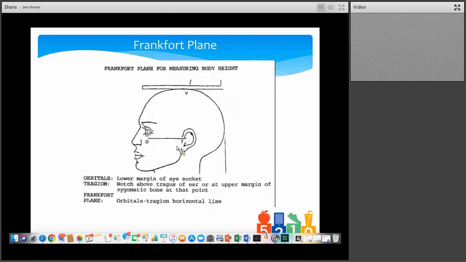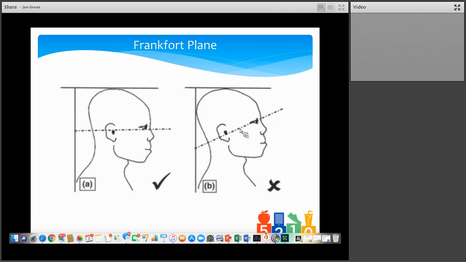So that needs to be a parallel line to the floor. And so once the child is lined up in that position, then you know that their head is at the appropriate angle to get an accurate height. And this is the difference between when a child is lined up and the Frankfurt plane is in the correct position on the left here with the check mark and the A image. You can see that that child is looking straight ahead, and that actually allows that Frankfurt plane and those two end points to line up in a parallel fashion to the floor.